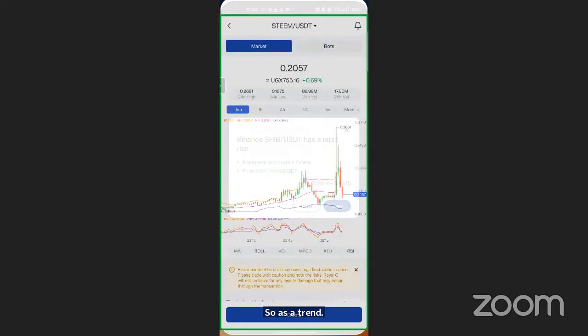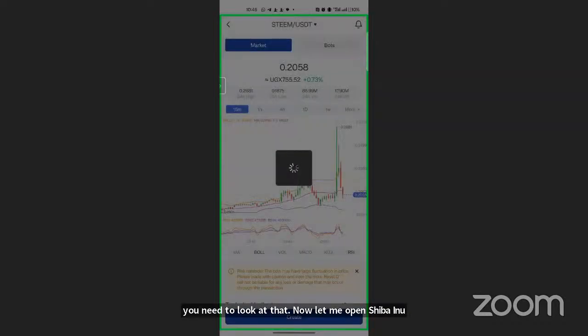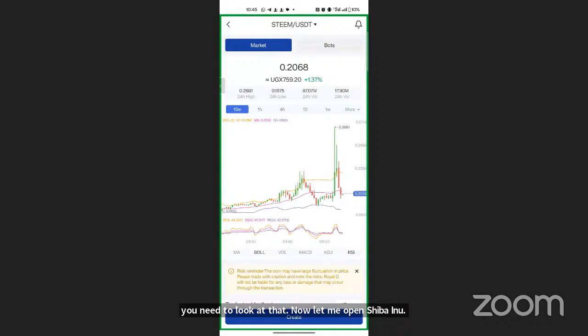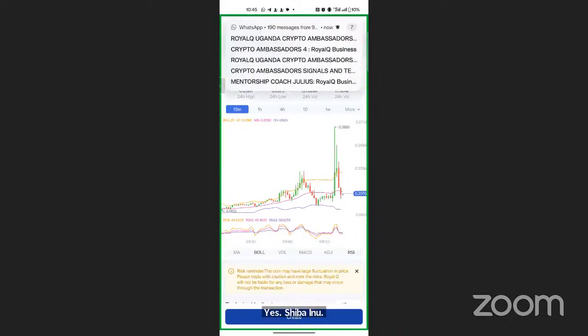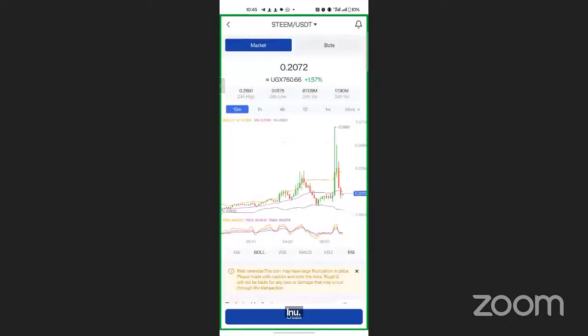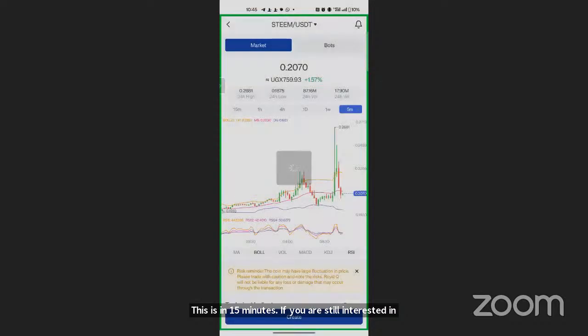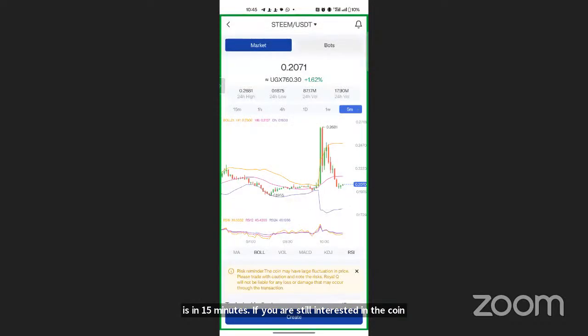Now let me open Shiba Inu. Yes, Shiba Inu. Now look here. This is in 15 minutes. If you are still interested in the coin, just go down to a lower time frame. But even here, it is not straight clear. It can still come down.